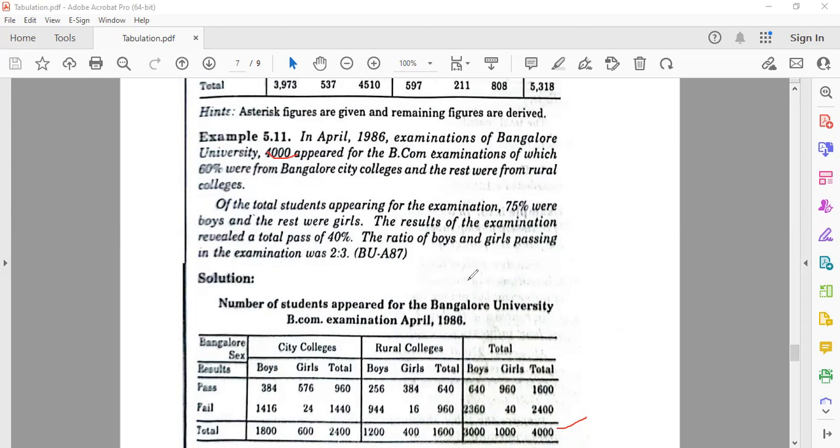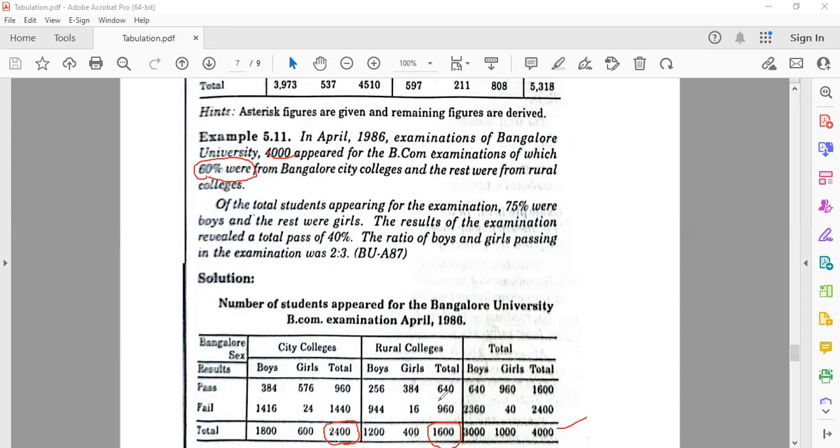Now we know that the overall total is 4,000 for the overall BCom examination of both the city college as well as the rural colleges. Here, one more data is given. 60% of the students were from Bangalore city. That means 60% of 4,000 is nothing but 2,400. So that is from the Bangalore city colleges. So 4,000 minus 2,400, what you're going to get is 1,600. That is from the rural colleges. So that is how you have to balance.